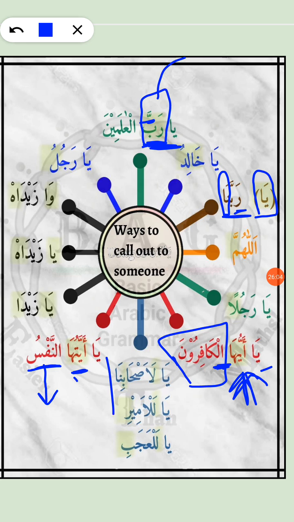All right, now finally, these are used for showing request or showing surprise. Okay, and what you do is that after the ya, you attach the munada with lam. All right, that is it.